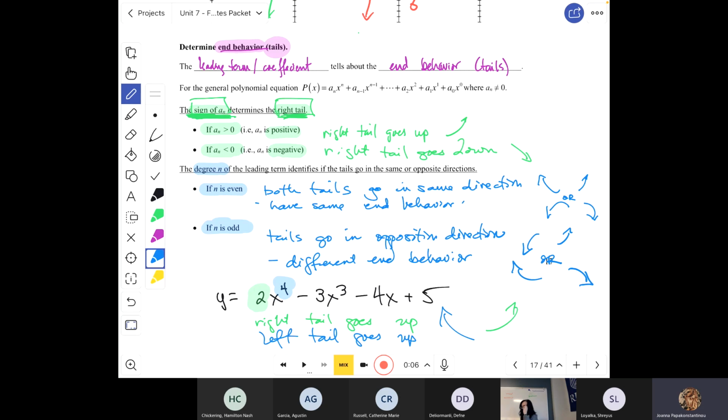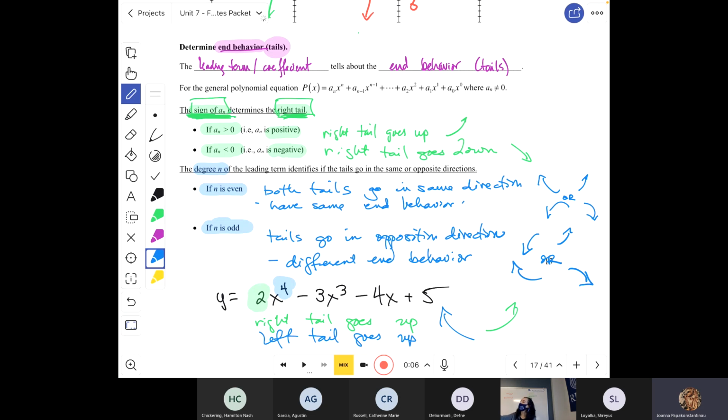Right? So if the degree of a polynomial is even, or not a whole number, then it's automatically even? If it's a whole number, it's even? No, even means it's divisible by 2. So if it's a whole number that's divisible by 2, then it's even. Like if it was 3, it would be odd.